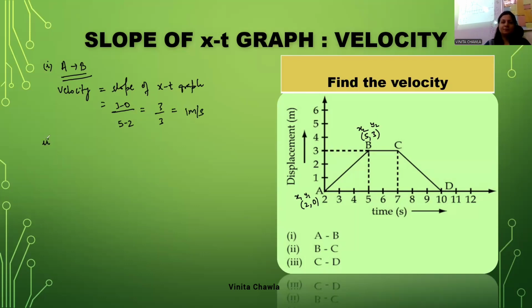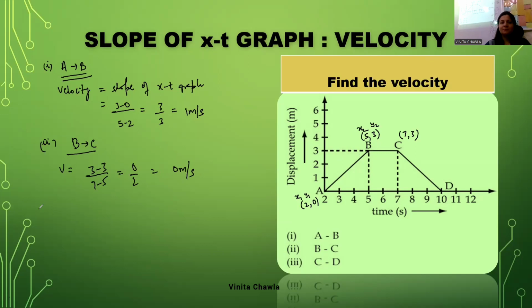Second, B to C. See, this line is parallel to time axis, so it is clear that object is not moving at all. Yes, but because we need to find velocity, we have to find the slope. Let's find the slope. This is 5, 3. So we can locate the coordinates at 7, 3. So it's 3 minus 3 upon 7 minus 5. Answer is 0 upon 2. Velocity will be 0 meter per second.